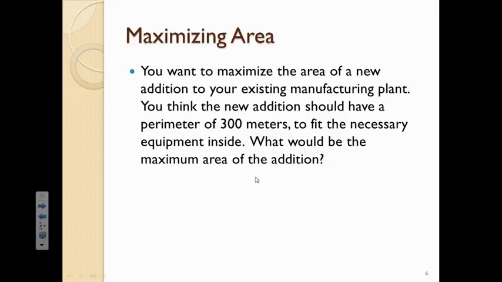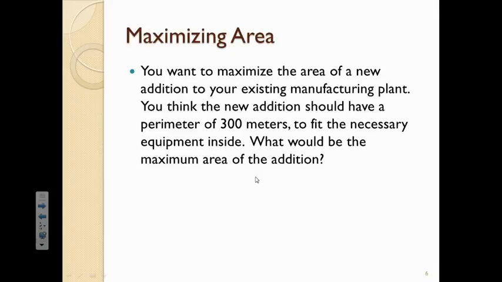After all, we could have a long, narrow addition. We could have a very square addition. We could have many different kinds of shapes. How could we maximize the area? With a perimeter of 300, we know the exact cost, but we want to find the maximum area so we have the maximum room for the workers to work around any new equipment you're going to put in, maximum storage space, that kind of thing.